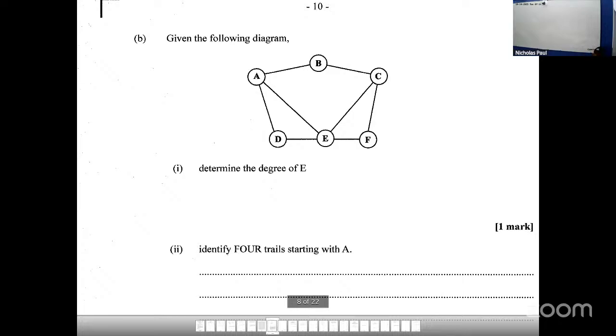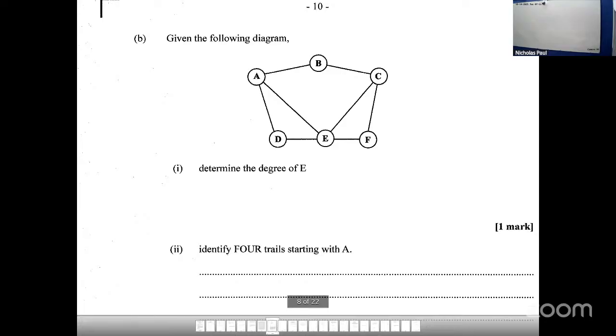Ready? Right, so the degree of E I got to be 4, right? So that should be straightforward, right? That's 4, it has no loops. Identify trails. So remember, a trail just mustn't have the same edge. So I could go A, D, E. It can be closed, it doesn't matter, but you just go A, D, E. That's a trail. A, D, E, F, that's a trail. A, D, E, F, sorry, E, C, that's a trail.